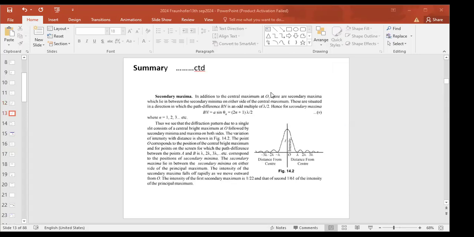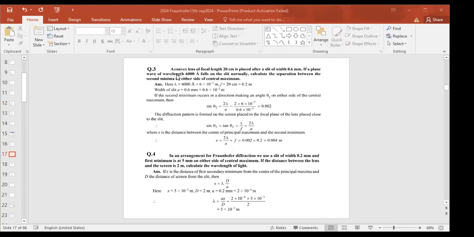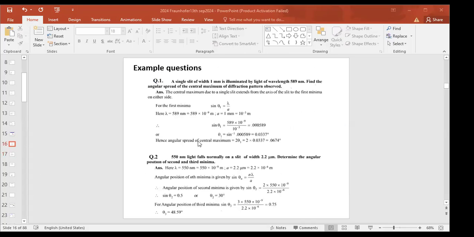So you can see how the question comes, with the distance given in a different way. A convex lens is placed, and a plane wave of wavelength lambda is also given, in angstrom. Here it is millimeter, here centimeter, here angstrom. Then calculate the separation between the second minima on either side of the central maximum. Second minima on either side: the separation means this distance.